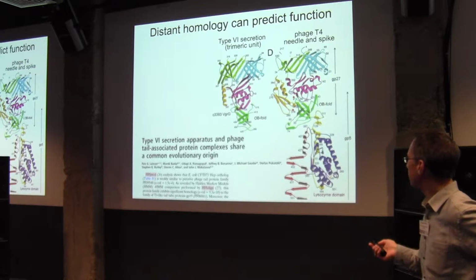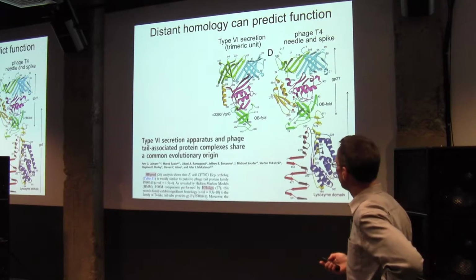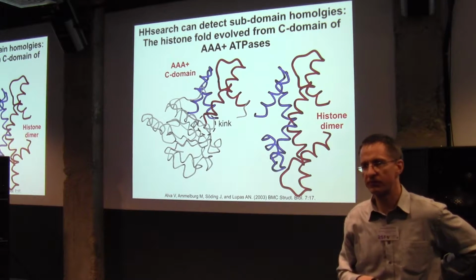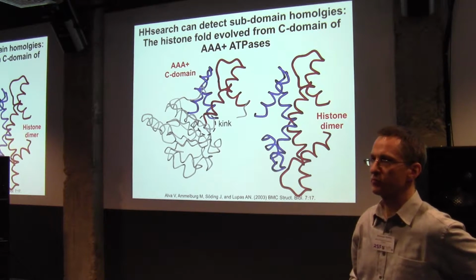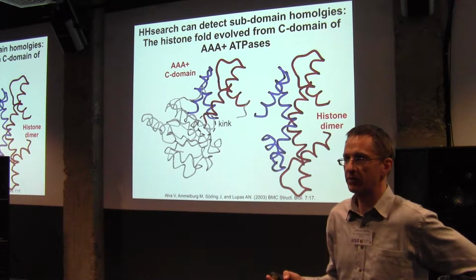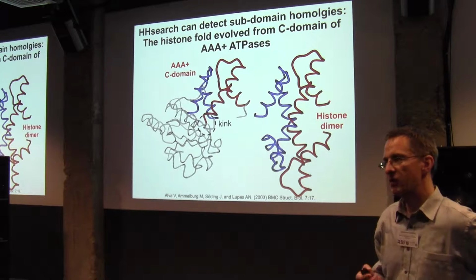So I think these are maybe the more prominent examples, but it shows you that even very deep homology is often a very powerful method to predict functions of proteins. Of course, then you always have to verify whether this prediction makes sense, but as I said, often it does.